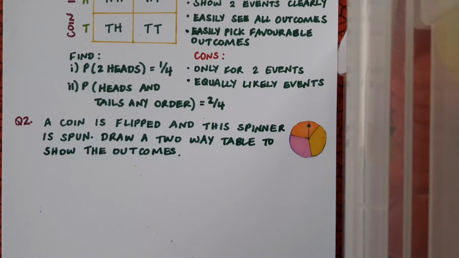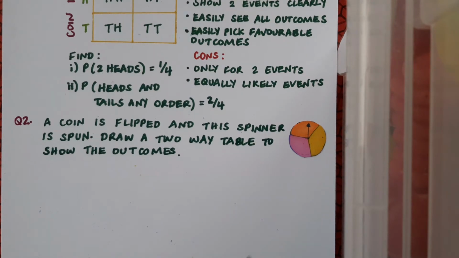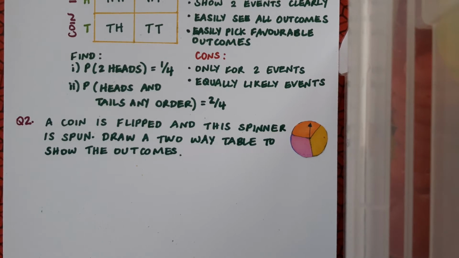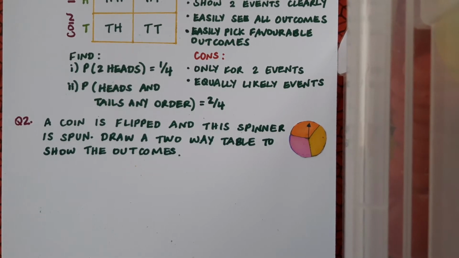So here's your question. A coin is flipped and this spinner is spun. Draw a two-way table to show the outcomes. And just for clarity here, each of these sectors is of equal size and the colours are pink, orange and yellow. Pause the video here, go ahead and draw the table and then play and see if you're correct.